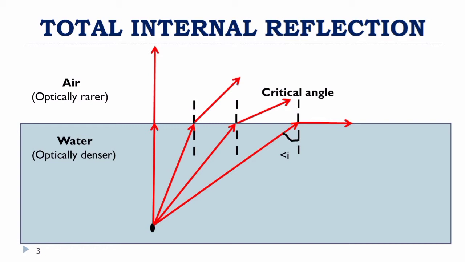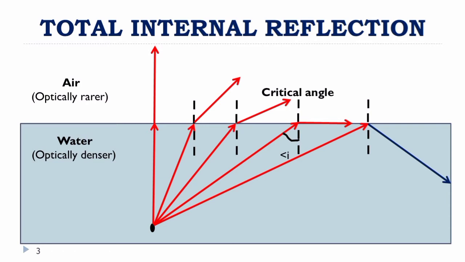Now, if any incident light ray is incident from an optically denser medium to an optically rarer medium at the interface at an angle greater than the critical angle, then instead of refracting or instead of moving into the next medium, the ray gets completely reflected into the same medium. This phenomenon is known as total internal reflection.